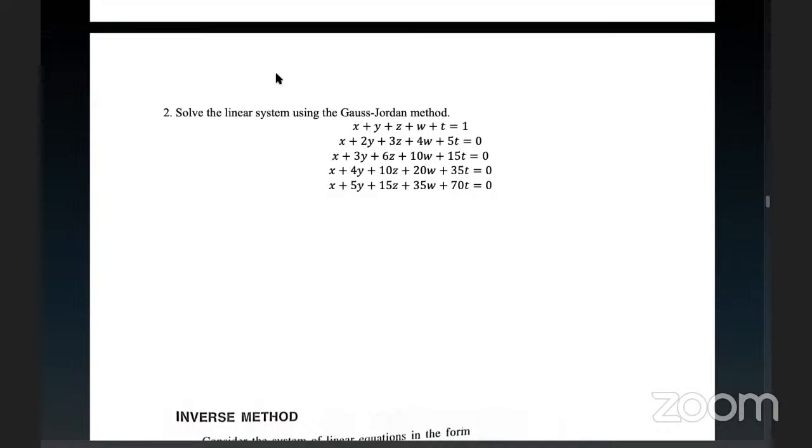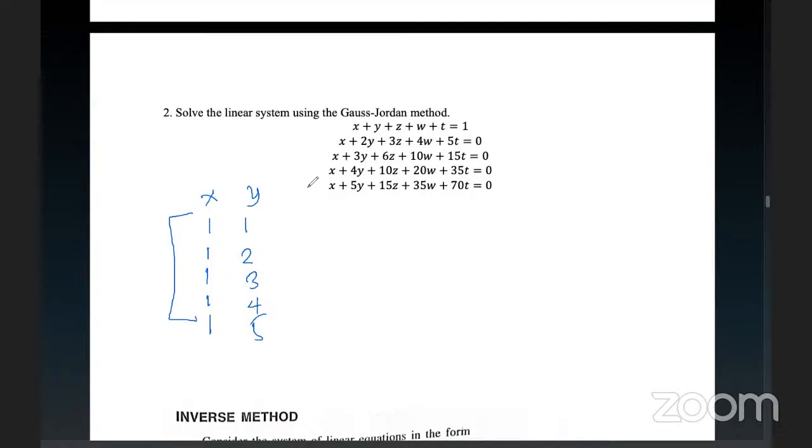So, kuha lang ako ng pen. Yan, pag inayos na natin to, this will be our augmented matrix. So, yung first column natin will be coefficient ni X. So, 1, 1, 1, 1, 1. Lahat yan 1, di ba? Coefficient naman ni Y yung second column. So, 1, 2, 3, 4, 5.